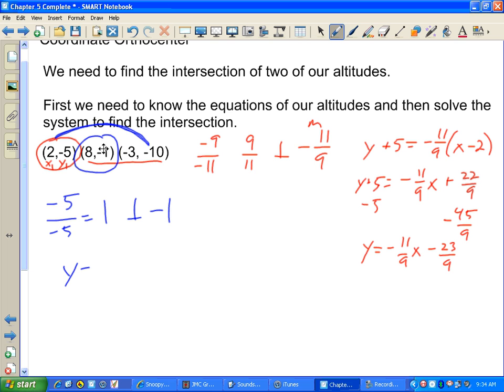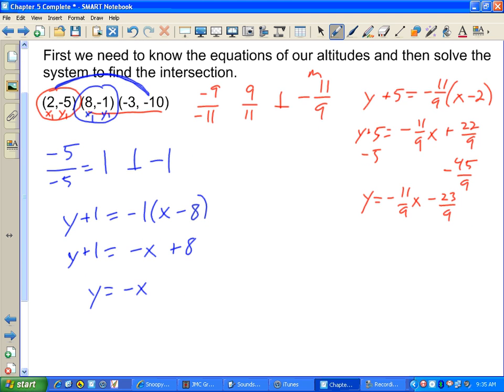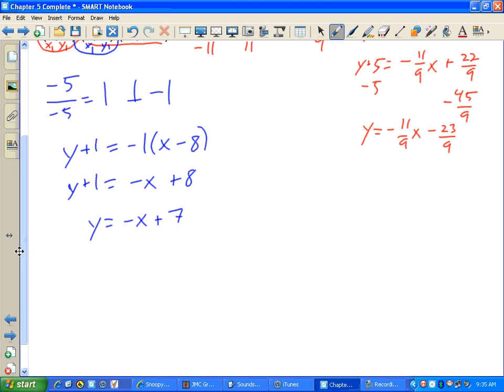I've got y minus, now this is my y1. So minus negative 1 is plus 1 equals my perpendicular slope times x minus 8. So I get y plus 1 equals negative x plus 8. Subtract the 1 over, and I get y equals negative x plus 7. So I've got these 2 equations here, and I need to find out where they intersect. So basically I'm going to be solving the system of equations.